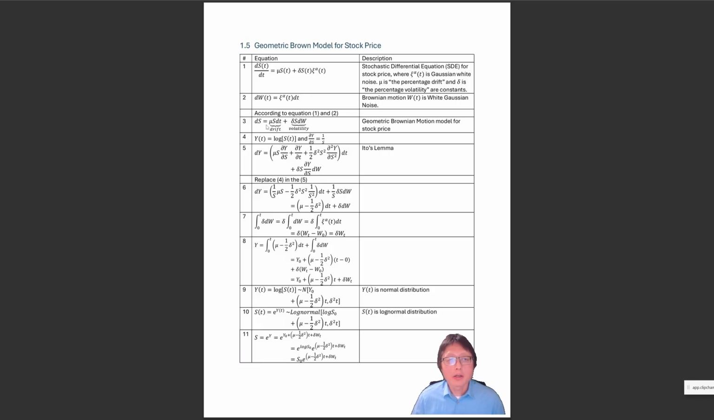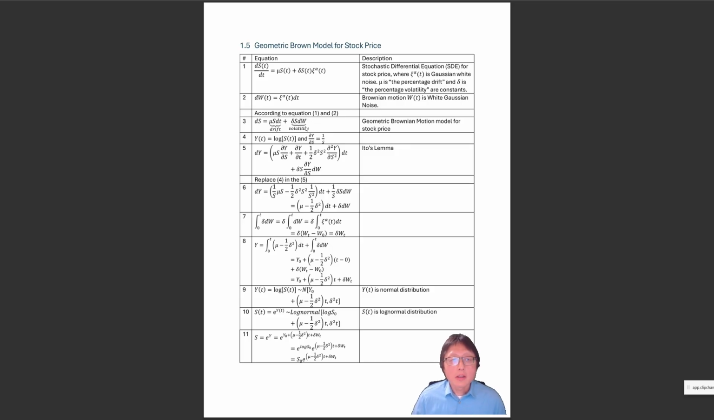And there are two parts, as we mentioned in the last video. There's a drift part and the volatility part. The mu is, again, the so-called percentage of drift. The delta is the percentage of volatility. I think people are familiar with that. So after we got equation 3, we can see this equation itself is a stochastic differential equation. So in order to get the stock price, we have to solve the equation to get an expression for the stock price if we assume the stock price follows this geometric Brownian motion model.